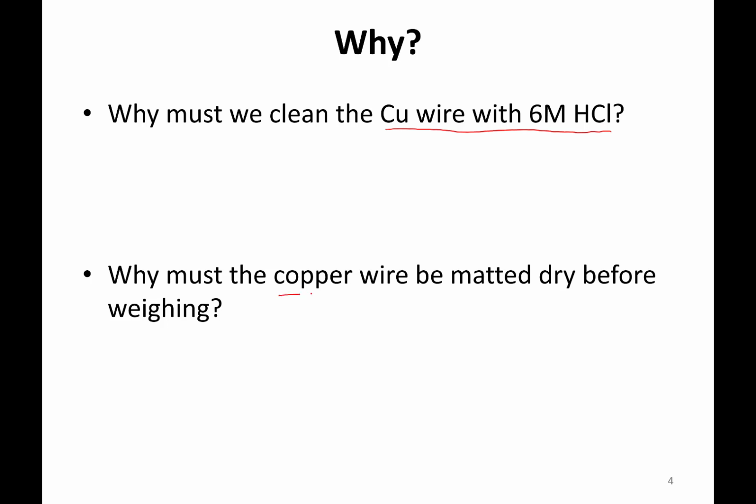Why must the copper wire be matted dry before weighing? So we've gone through our experiment, we've removed the copper wire from the acid, from the sulfuric acid. We don't want to be weighing the mass of the liquid that's left on top of the copper wire. So we need to get rid of that liquid before we measure the mass of the copper wire. Simple. Again, the answer to these questions is the same answer. We need to be working with a pure sample before we obtain its mass.